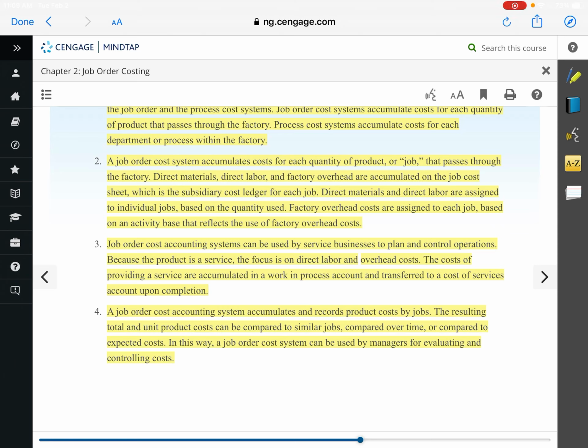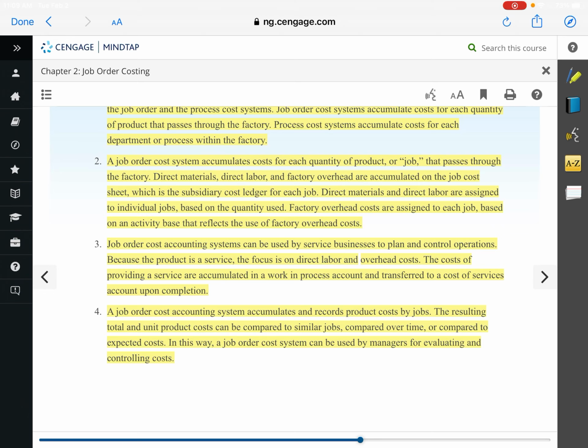All right. So a job order cost system accumulates costs for each quantity or product or job that passes through the factory. And each job is going to have direct materials, direct labor, and factory overhead. Okay. Direct materials and direct labor, remember, they're assigned per job, and then factory overhead is put on at the end based on the cost that we already have, or based on the driver, which we've been using direct labor hours. So, all right, and that's in that last sentence on number 2. Factory overhead costs are assigned to each job based on an activity base that reflects the use of factory overhead cost.